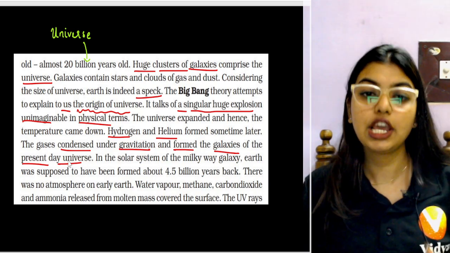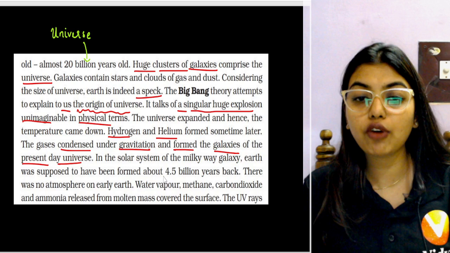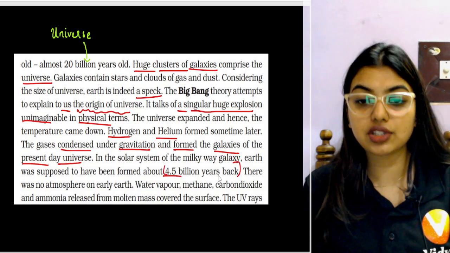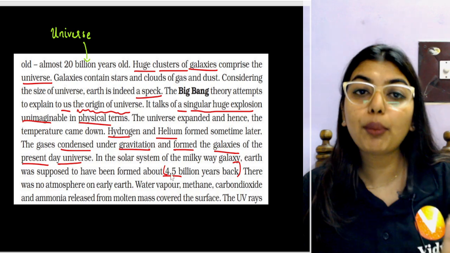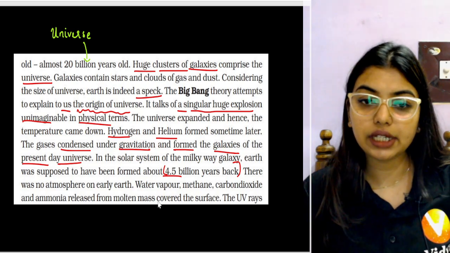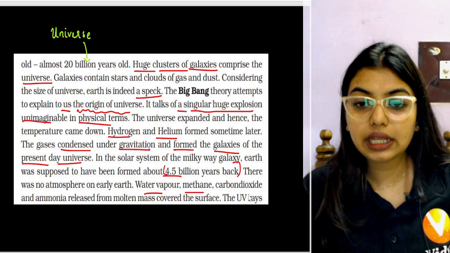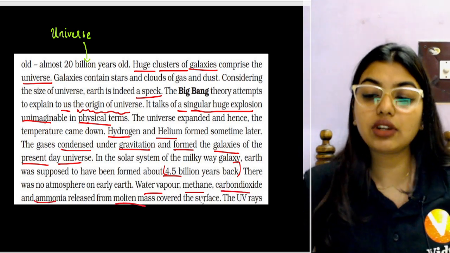So in the solar system of the Milky Way galaxy, Earth was supposed to be formed 4.5 billion years ago. So the universe is 20 billion years old, Earth is 4.5 billion years old. There was no atmosphere on the early Earth. Water vapor, methane, carbon dioxide and ammonia released from the molten mass covered the surface.